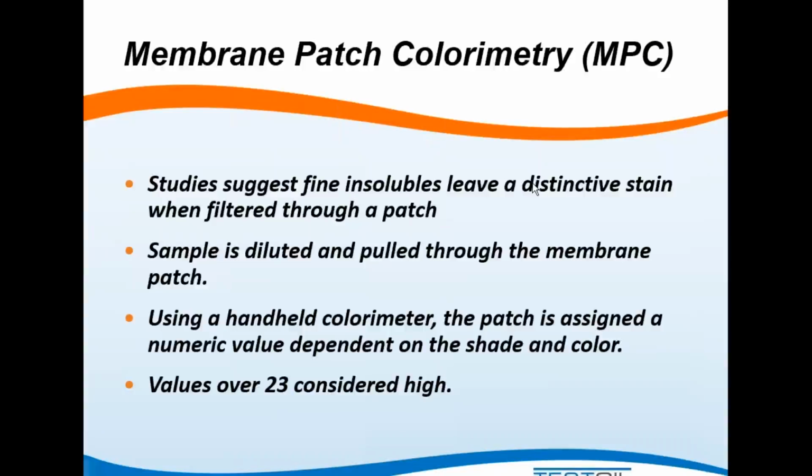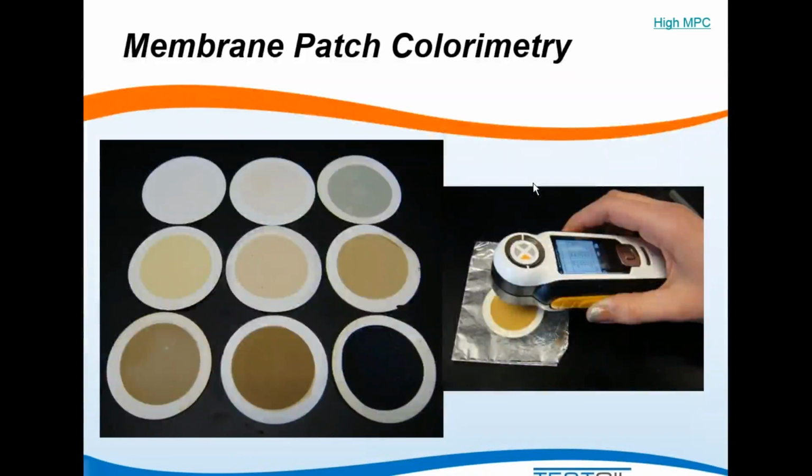We've looked at a few of these already, but we'll talk right now about membrane patch colorimetry, or MPC. Studies have found that when we catch fine insolubles, it has a relation to the amount of varnish that may be in the system. Generally, anything over 23 is going to be an alarm. And once we make the patch, we measure it with what's called a handheld colorimeter. Now, the set of 9 patches that you see on the left side, believe it or not, the top 3 are okay. The bottom 6 are actually an alarm. So we have an issue with any of these.